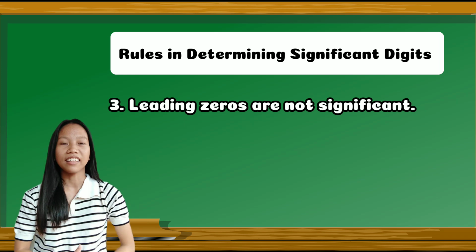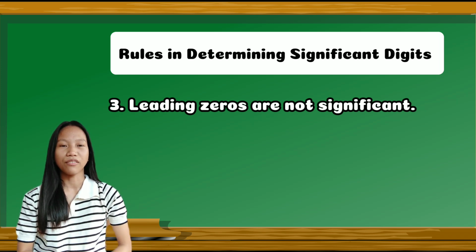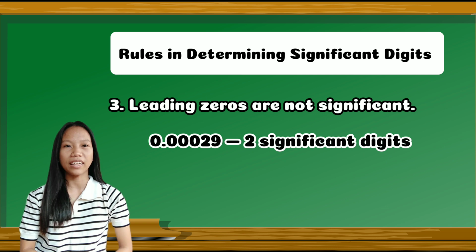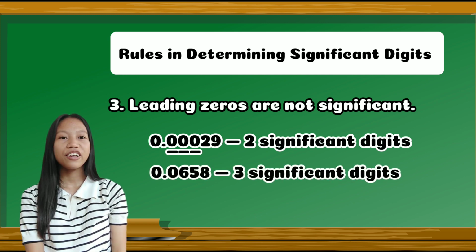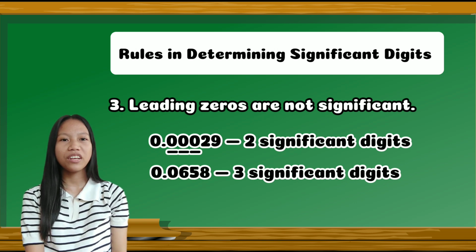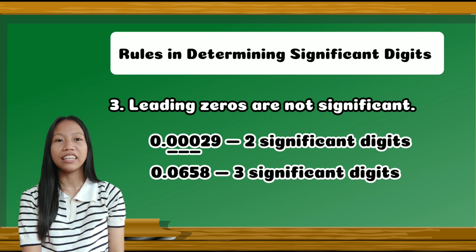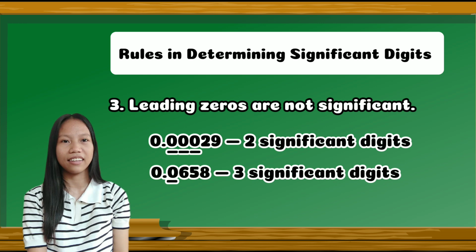The third one is leading zeros are not significant. For example, 0.0029 has 2 significant digits. These are the leading zeros, and we will not include it for it is not significant. Another example is 0.0658 has 3 significant digits. The leading zero is this one, and again, we will not include it for it is not significant.